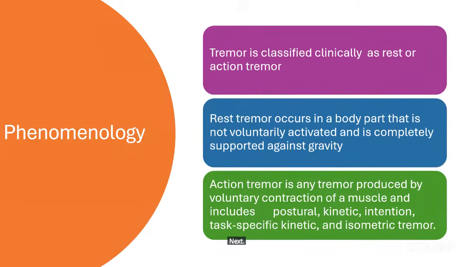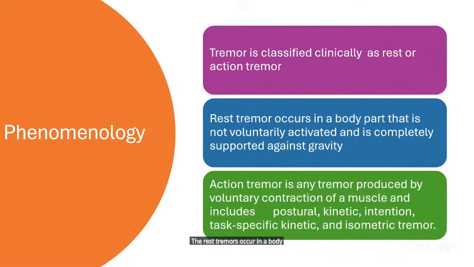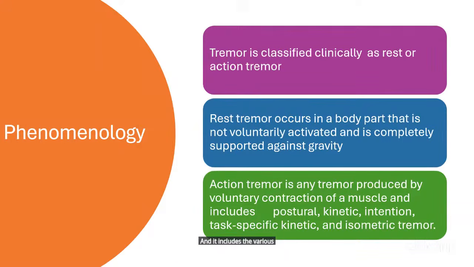So the phenomenology is, tremor can be classified clinically as rest tremors or action tremors. The rest tremors occur in a body part that is not voluntarily activated and is completely supported against gravity. And the action tremor is any tremor which is produced by the voluntary contraction of a muscle, and it includes various types like postural tremors, kinetic tremors, intentional tremors, task specific, and isometric tremors.